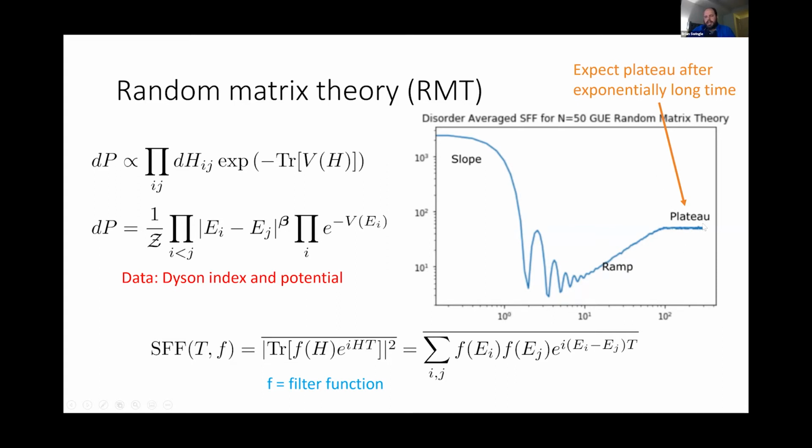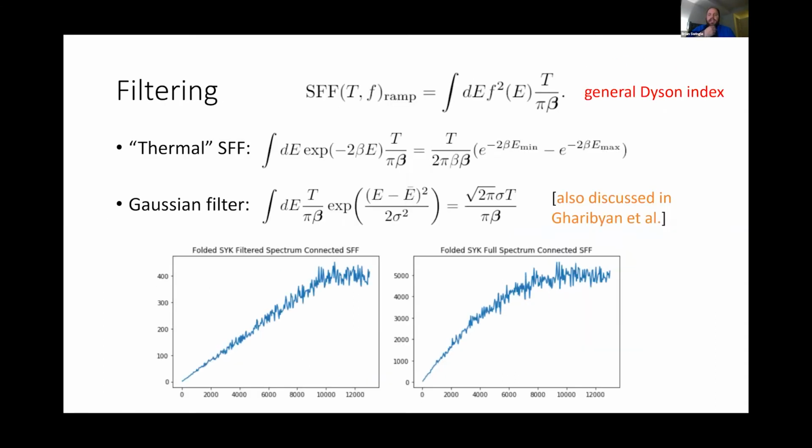So I'm not going to think about the plateau at all. You just forget about that. I'm going to talk about the ramp and how the ramp emerges out of the details of your many-body system. But just a word about the filtering. So at the top I've written the formula from random matrix theory for this spectral form factor. You see it's linear in time. The Dyson index appears, and then this filter function appears with an integral over energy.